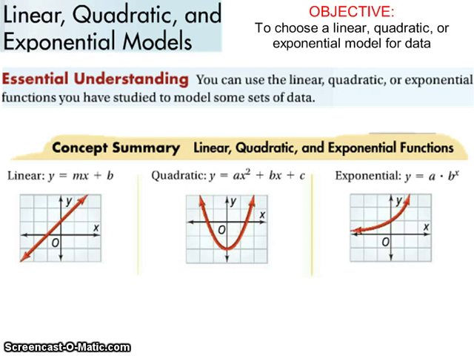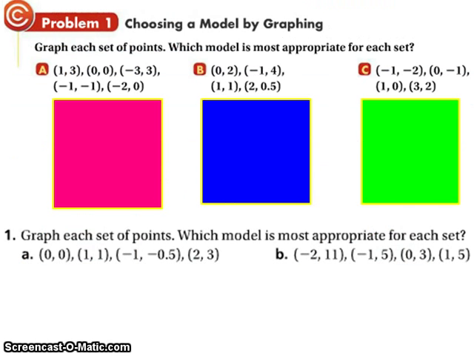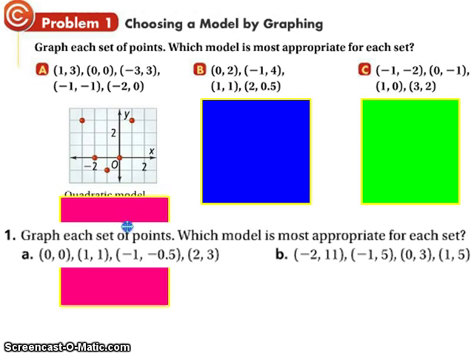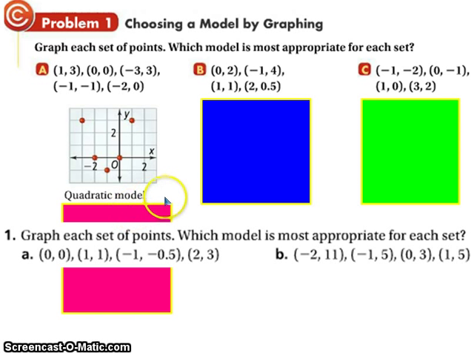And excuse me, we're going to move on. Okay, so what it's asking us to do is to graph these points and then determine which one of them is which model. These points right here turn out to be this type of graph. So what would that be? You are correct, that would be a quadratic model. So that makes a quadratic formula.